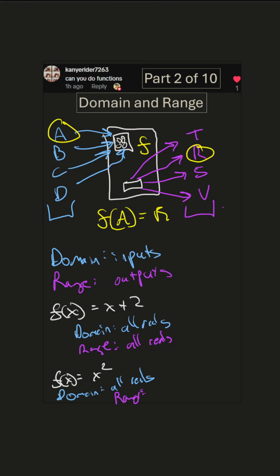Well, let's think about this. Since we're squaring x, we can't get any negative results. How can you get a negative number by squaring something? Yeah, you can't do that. So the range here, let's call the output y, is y greater than or equal to 0, because 0 is the smallest number you can get by squaring something.